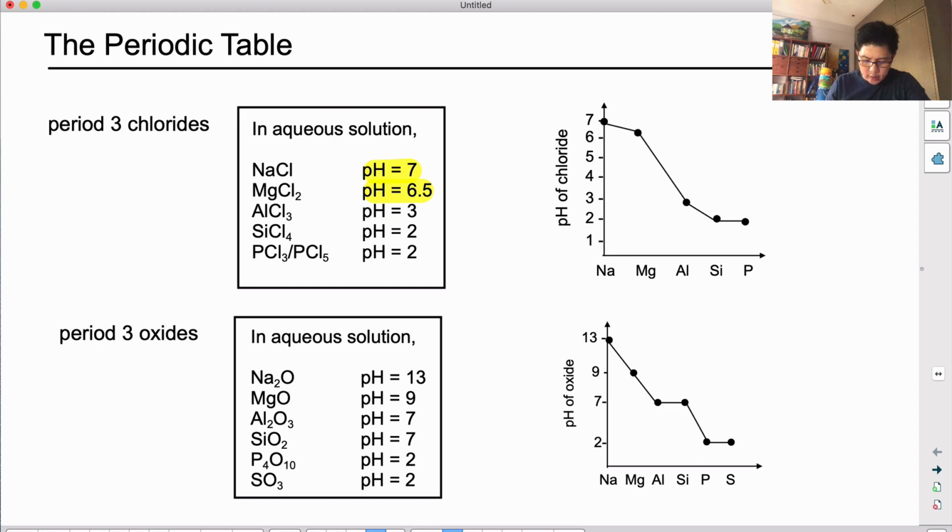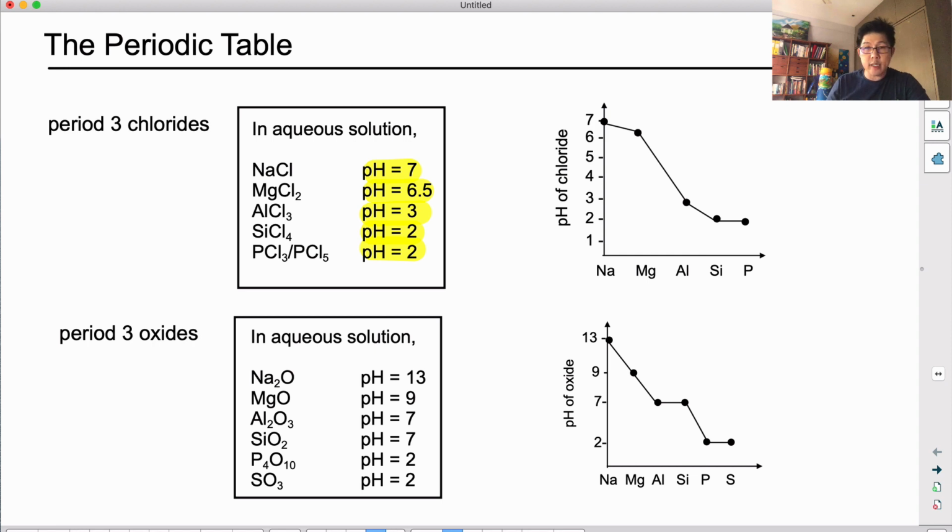It gives you a slightly acidic solution. Aluminum chloride, because it has a higher charge density with Al3+, can polarize the water even more and gives out more H+, so the pH is 3. Silicon chloride and phosphorus chloride undergo complete hydrolysis with water and give out H+ very easily, and these are pH 2.